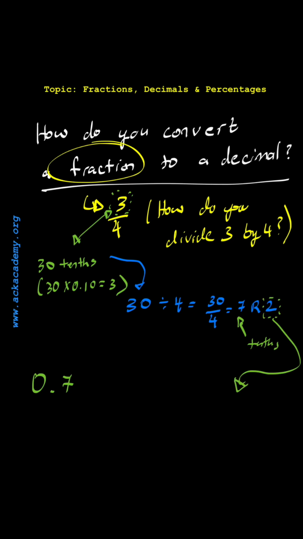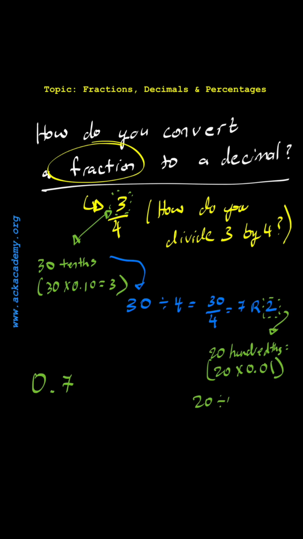When we're working with the 2, if the 7 is in the tenths position, the 2 is going to be in the hundredths position. So we can think of this remaining 2, the remainder of 2, as 20 hundredths, which is the same as saying 20 times 0.01. And now let's divide 20 divided by 4, which is 5.